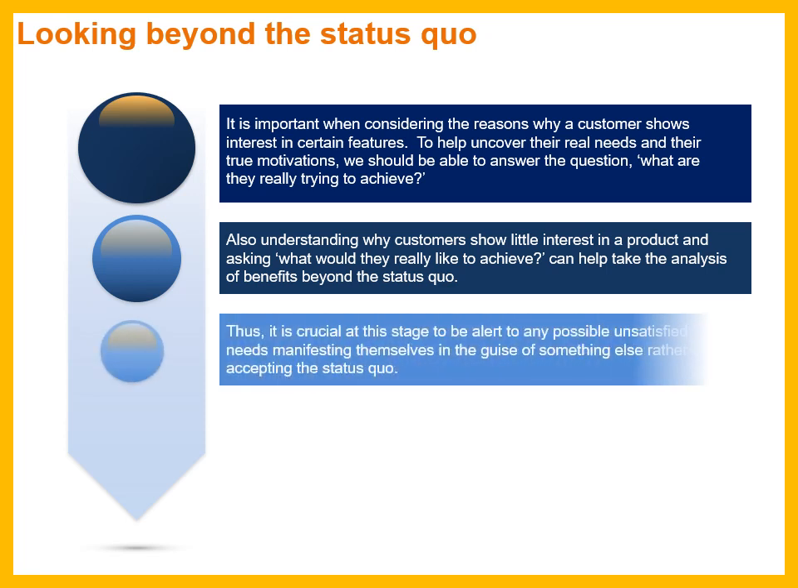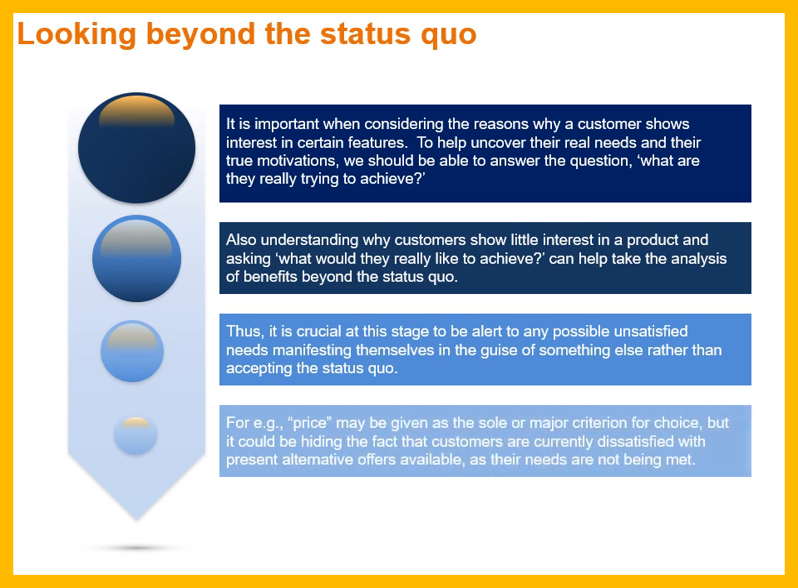Thus, it is crucial at this stage to be alert to any possible unsatisfied needs manifesting themselves in the guise of something else, rather than accepting the status quo. For example, price may be given as the sole or major criterion for choice, but it could be hiding the fact that customers are currently dissatisfied with the present alternative offers available as their needs are not being met.